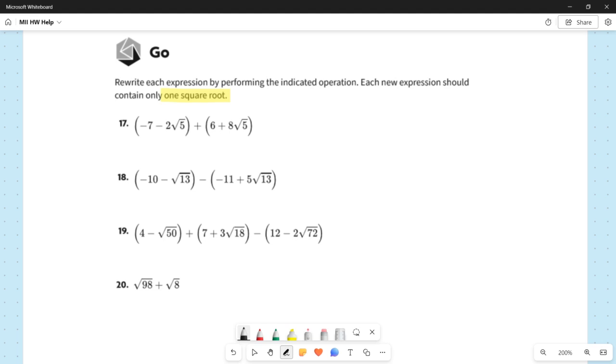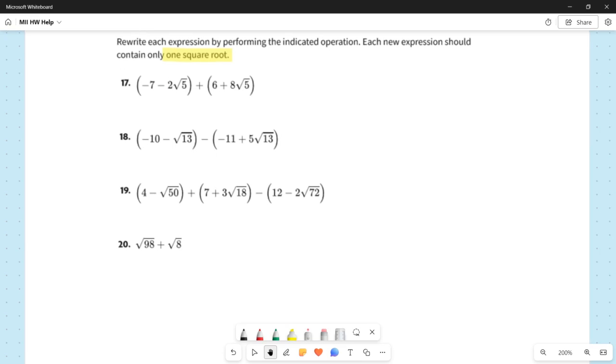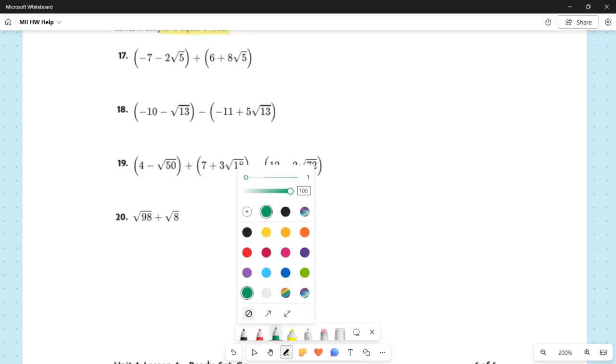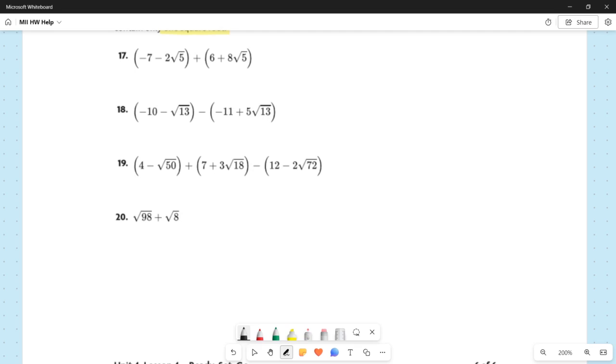First assigned problem was 17. So with 17, just make sure all my markers are ready to go here, and they are. Good. Okay. So with 17, I'll just read it out. For 17, we want to simplify parentheses negative 7 minus 2 root 5, close parentheses, plus parentheses, 6 plus 8 root 5, close parentheses.